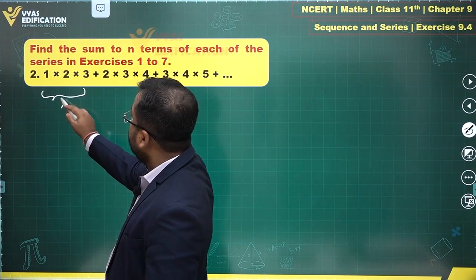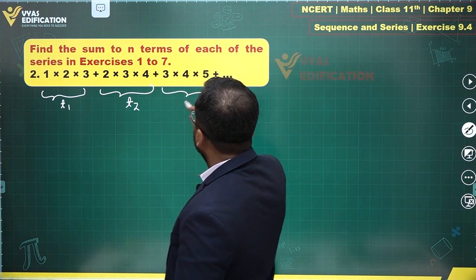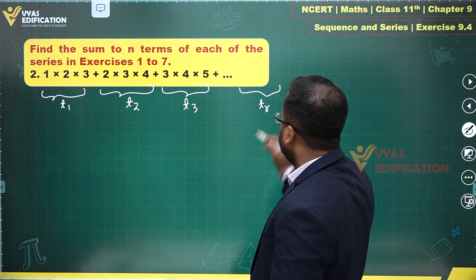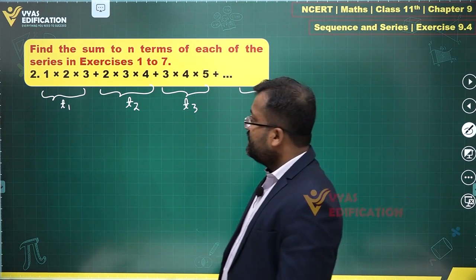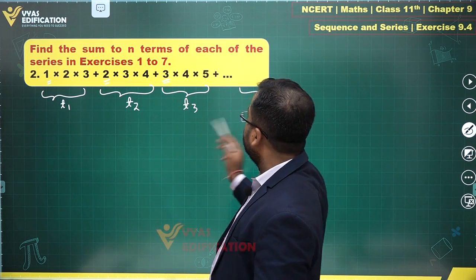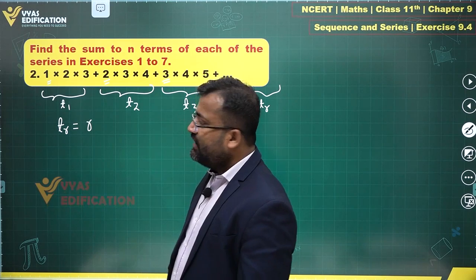This here is T1, this here is T2, this here is T3. So what will TR look like? Let's take a look at this. T1 has 1, T2 has 2, T3 has 3. So TR will obviously have the first term as R.